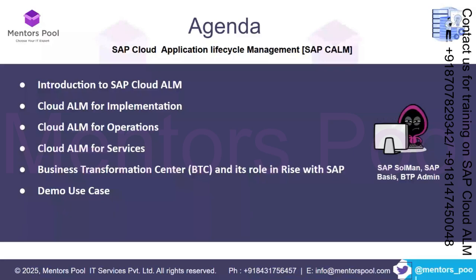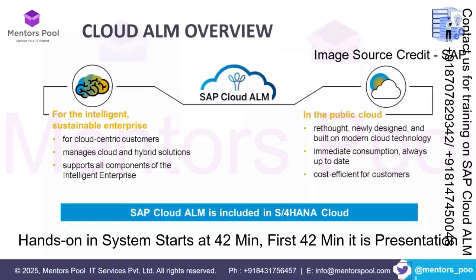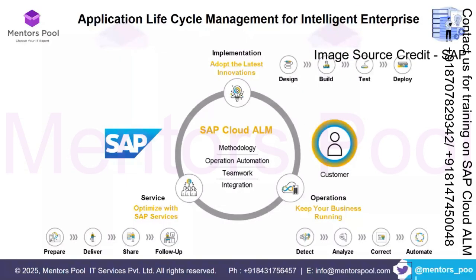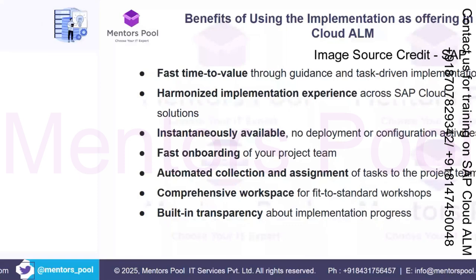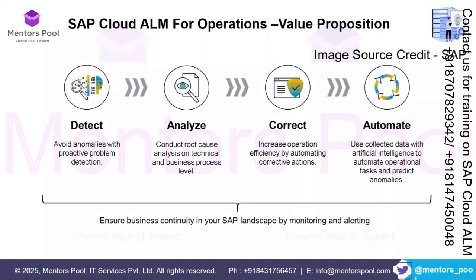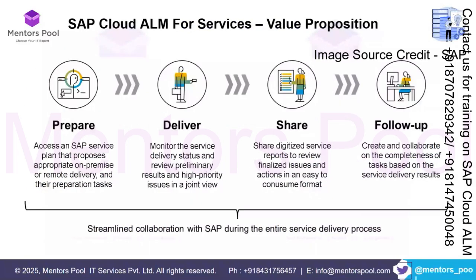We are going to have a brief introduction about SAP Cloud ALM, its overview, and how it is going to be helpful in real-time business scenarios in the SAP industry, and how it helps the intelligent enterprise suite. We will cover the offerings it provides, its implementation capabilities and benefits, and another offering, operations, its value proposition, the capabilities it offers, and the benefits we get using this operations portfolio. Along with implementation and operations, there is another set of services offered via ALM called service delivery, which was recently added into the ALM portfolio by SAP.